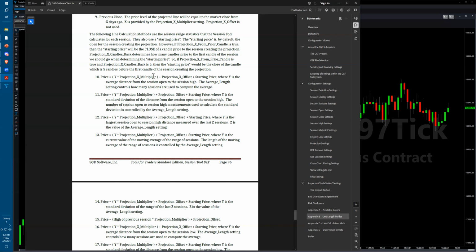And that's what projection X multiplier is. That was one of the parameters, and X is the number of the projection. If you remember, you can do 10 projections. The projections are numbered 1 through 10. So if you're setting up projection number 2, which was our example in the slides, then this will be projection 2 multiplier and projection 2 offset in the formula.